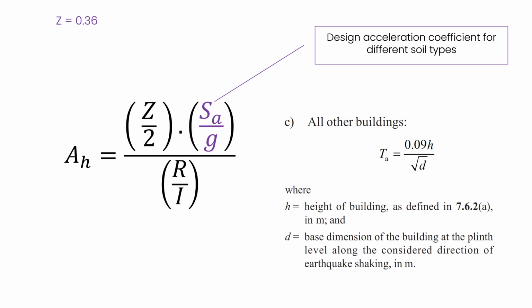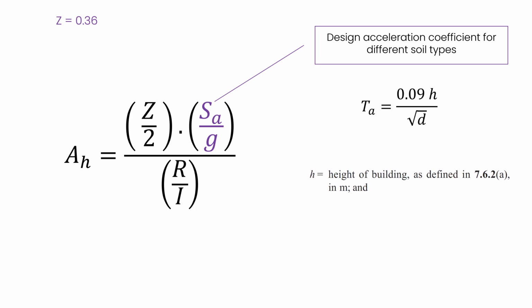So we will be working with this formula. Now this formula of T again has two variables to it. One is the H, which is the height of the building, and one is the D, which is the base dimension of the building. Let's break that down one by one. Let's talk about the first part of the equation, which is the H. H is the height of the building.